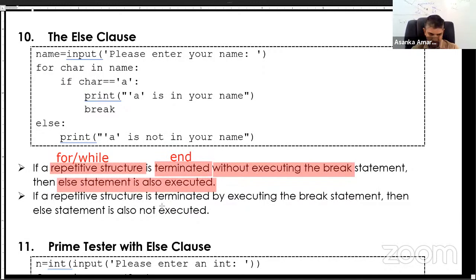If the repetitive structure is terminated by executing the break statement, then the else statement is not executed. If the repetitive structure ends without a break, meaning the number of iterations finishes, then it goes to the else. That is what happens.